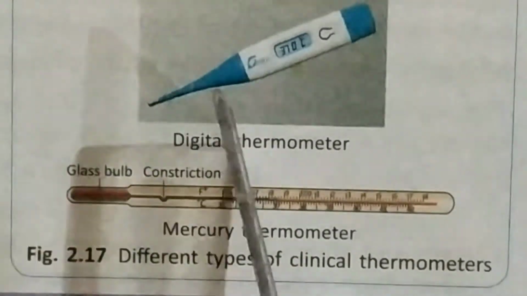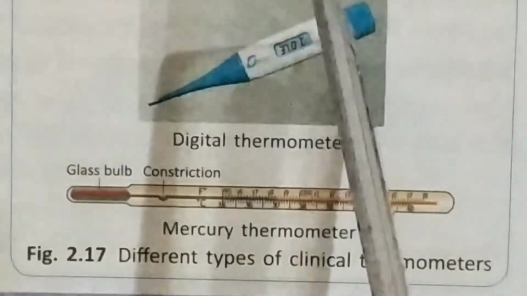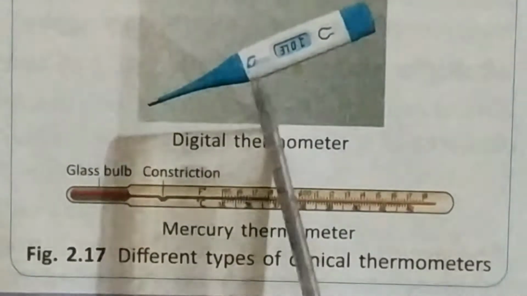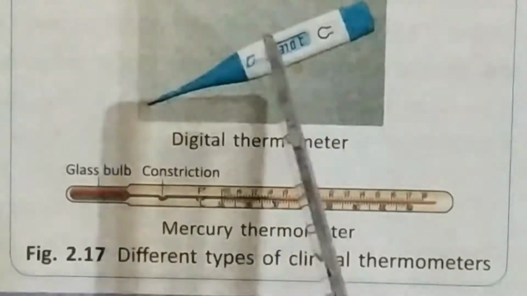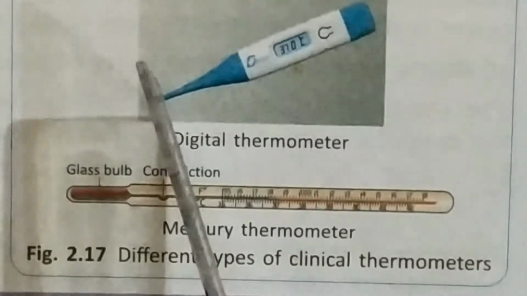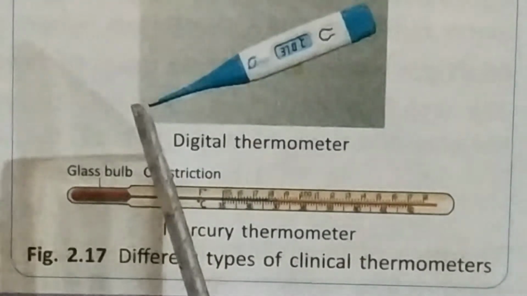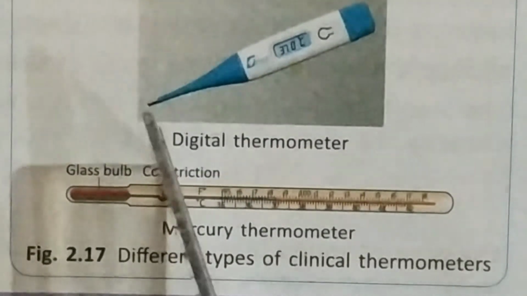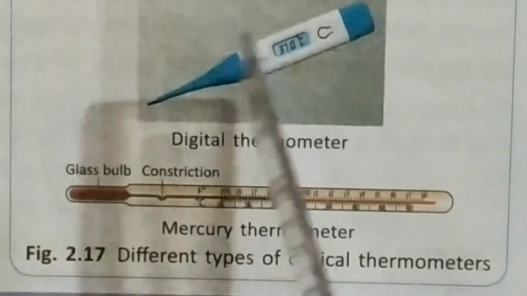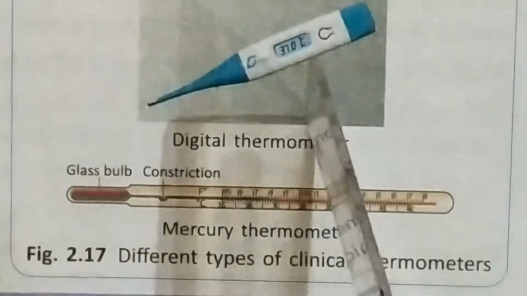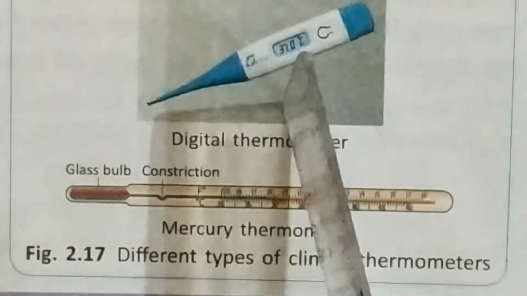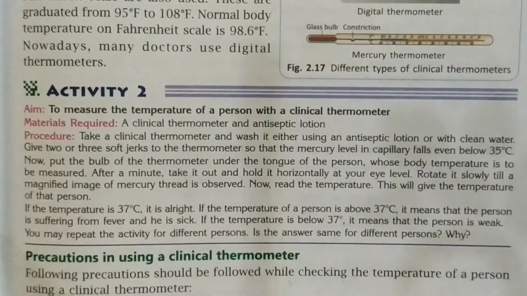And in a digital thermometer only the numbering we can see, like the digital clocks we have, where only the time we can see. So in the thermometer, as this bulb is put inside the mouth or in the armpit, the temperature starts increasing. Normal temperature is shown here as 37 degrees Celsius.